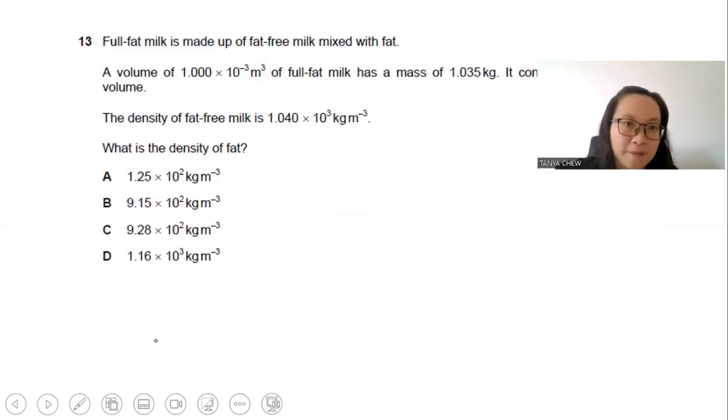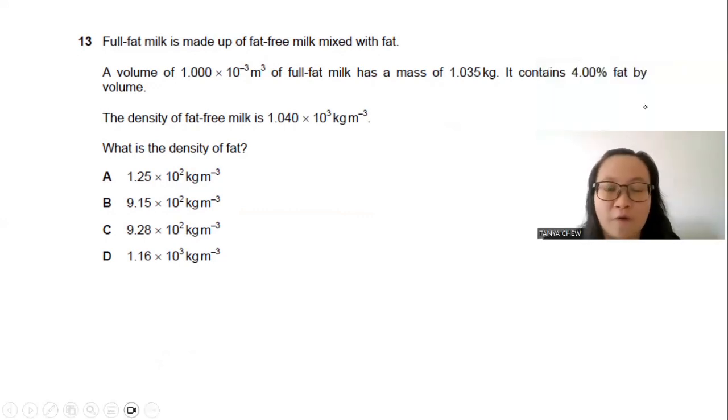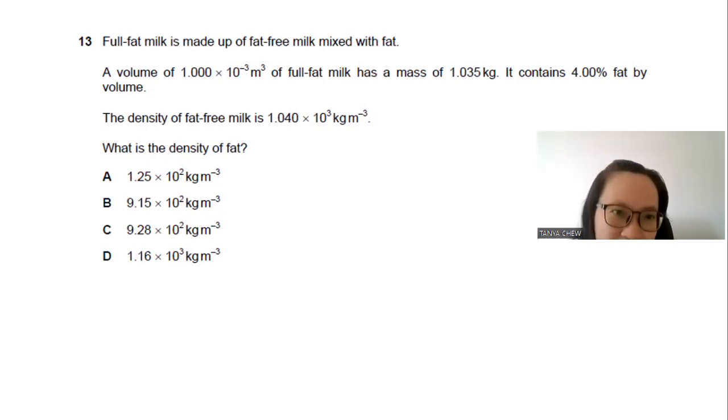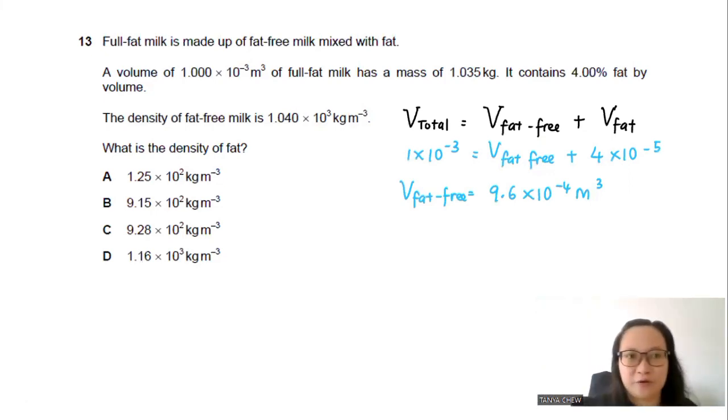Question number 13. Full fat milk is made up of fat-free milk mixed with fat. A volume of 1 times 10 to the power of -3 meter cube of full fat milk has a mass of 1.035 kilogram. It contains 4% fat by volume. A lot of fat, a lot of full fat here. The density of fat-free milk is 1.04 times 10 to the power of 3 kilogram per meter cube. What is the density of the fat? Oh, there's a lot of full fat, fat-free. Wow, it makes me confused, really. So I took a longer time to solve this because I confused full fat, free fat, fat, okay?